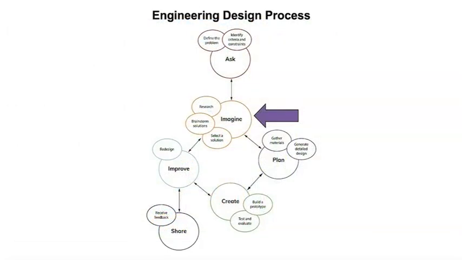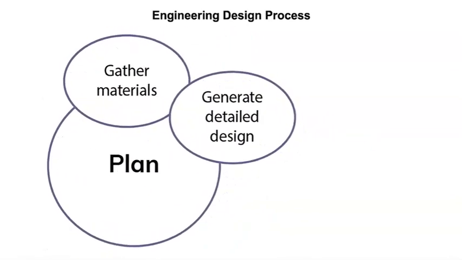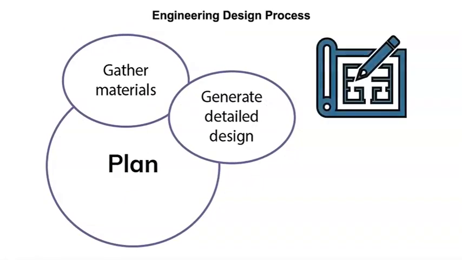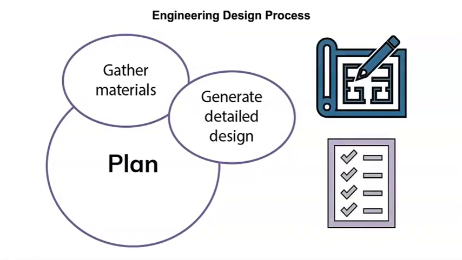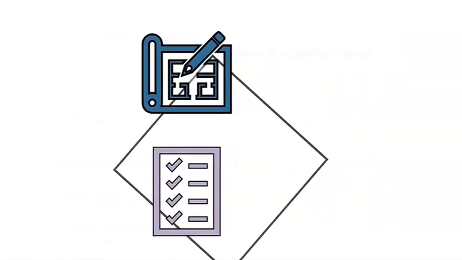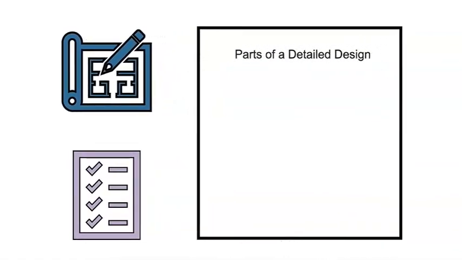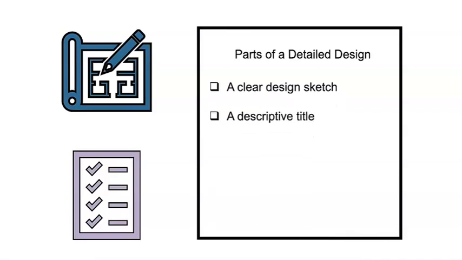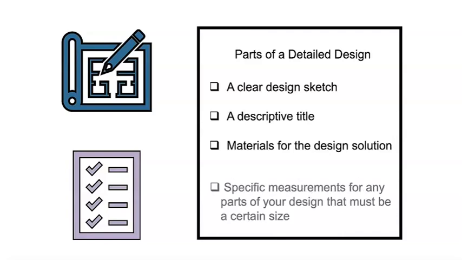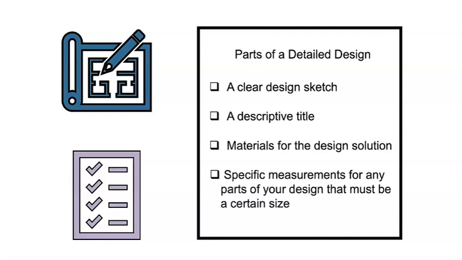Now that we've decided on a solution, we'll move on to the plan stage. In this stage, you'll generate a detailed design and gather materials. Even though we will not build our solutions, we should still consider what materials we would need. Your detailed design for the butterfly garden should include a clear design sketch, a descriptive title, materials for the design solution, and specific measurements for any parts of your design that must be a certain size.